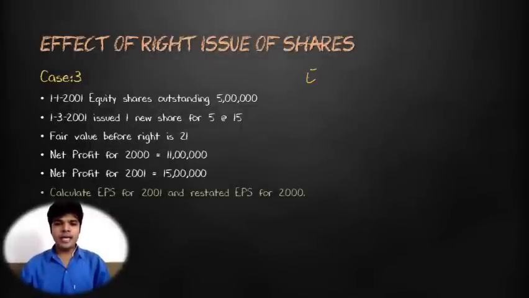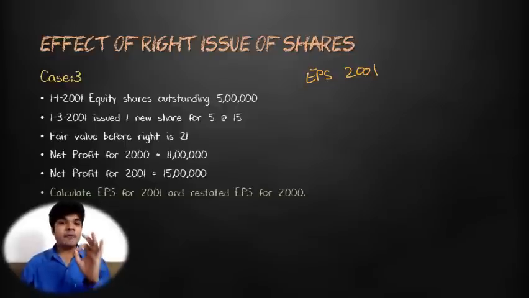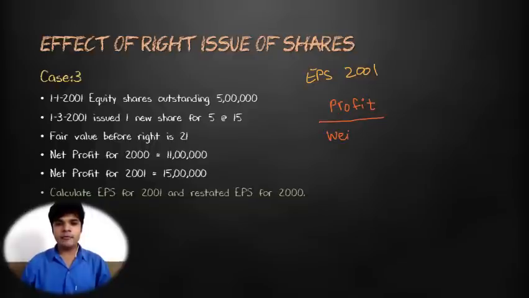Let us now find out EPS for the year 2001. Now this is going to be very interesting for you, so please concentrate here. What is the formula to find out EPS? That is profit divided by weighted number of equity shares. The formula to find out EPS is going to be profit divided by weighted number of equity shares, right? Here we have issued rights on 1/3/2001, so we have to find out weighted number of shares. Now what is profit here? Profit for 2001 is 15 lakhs.